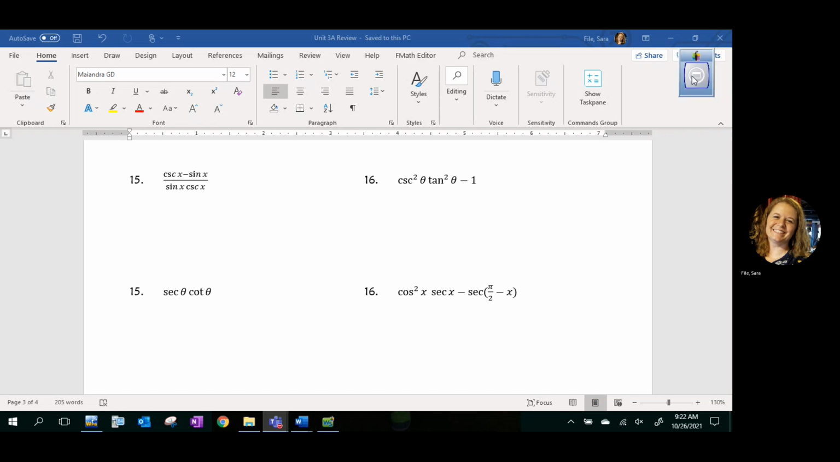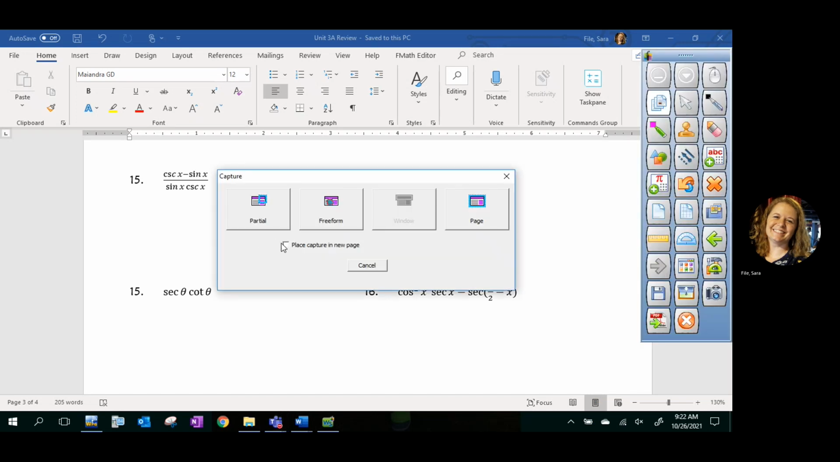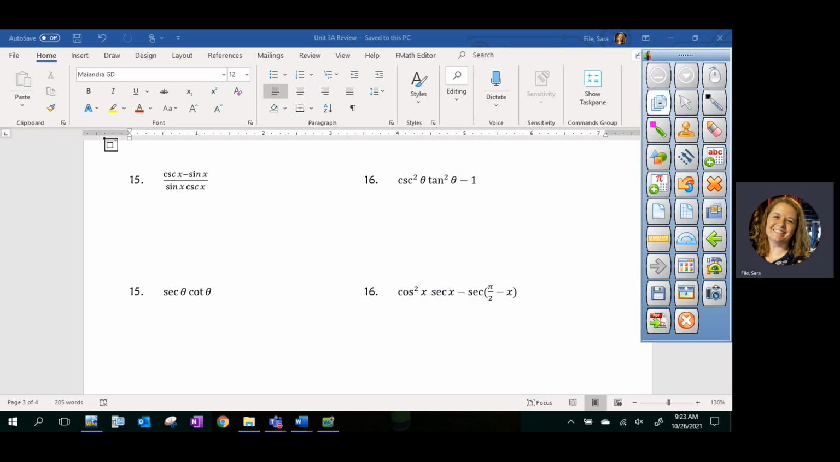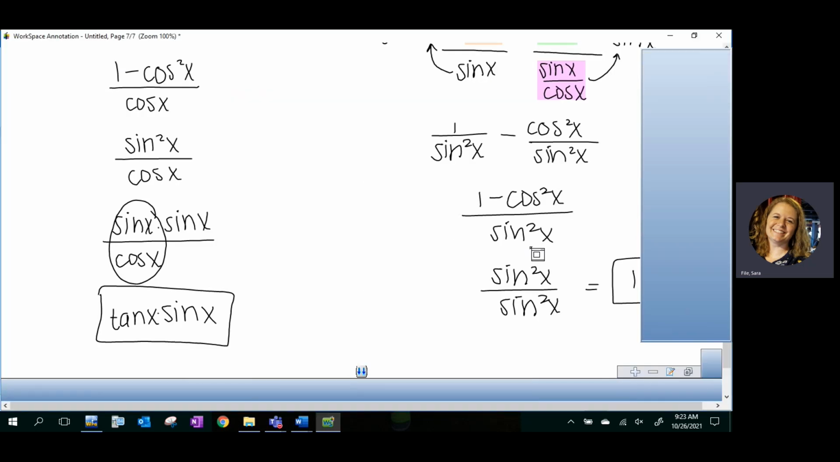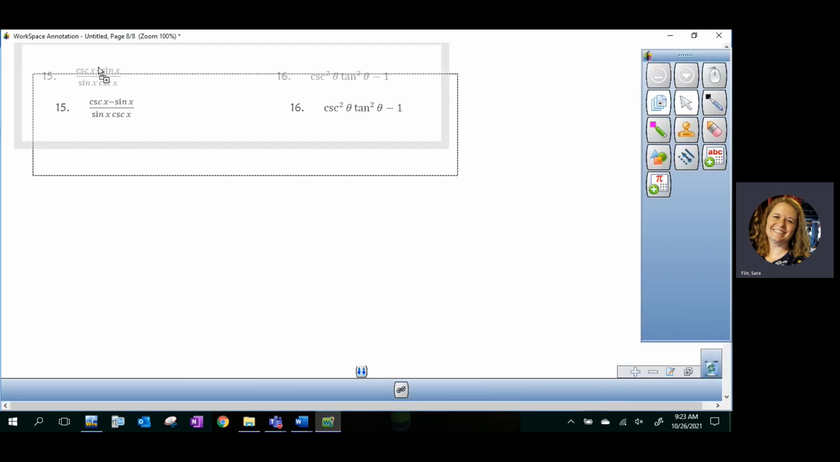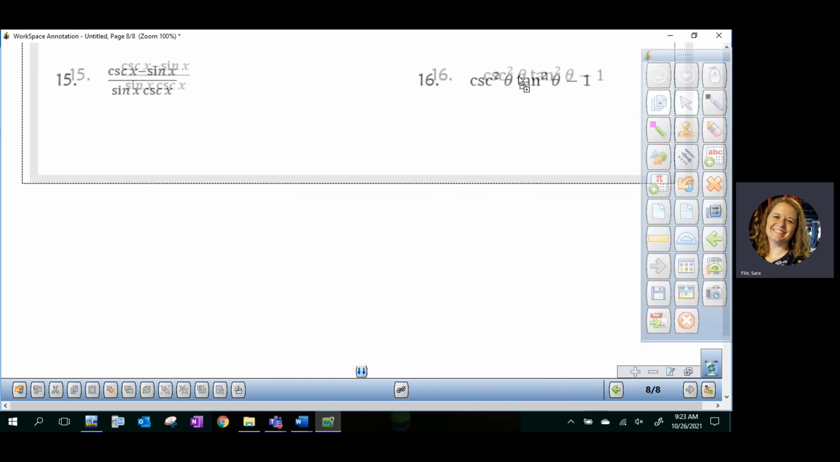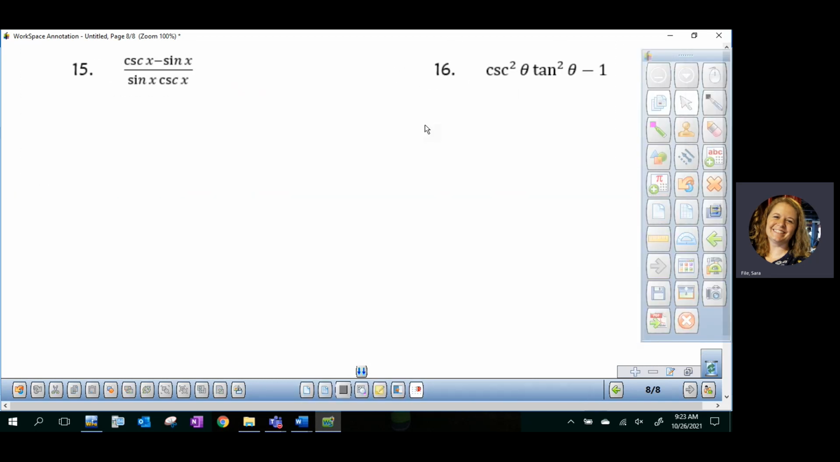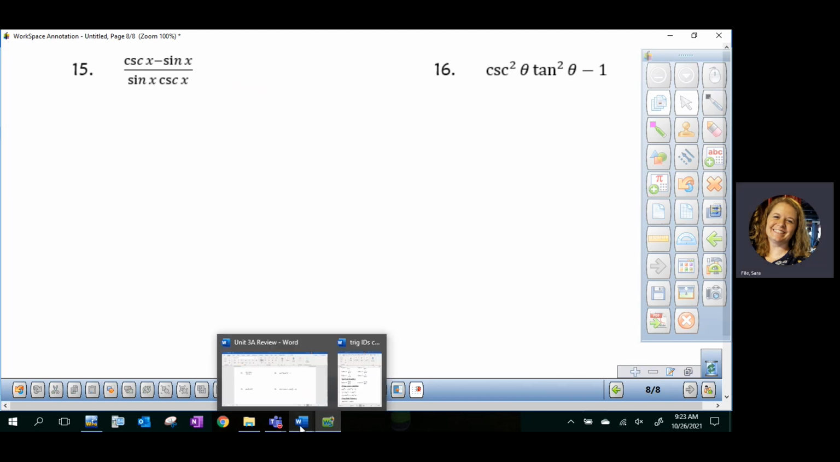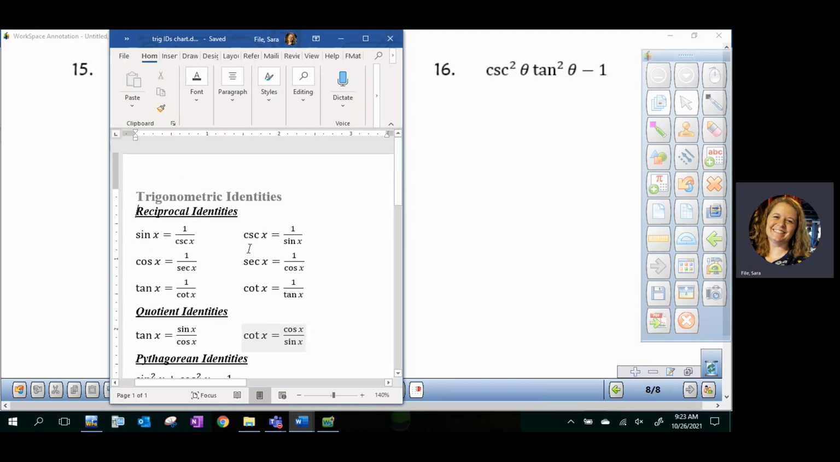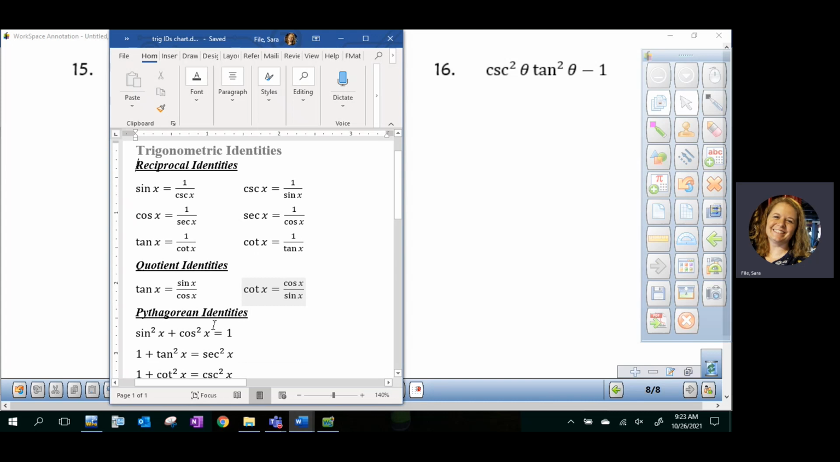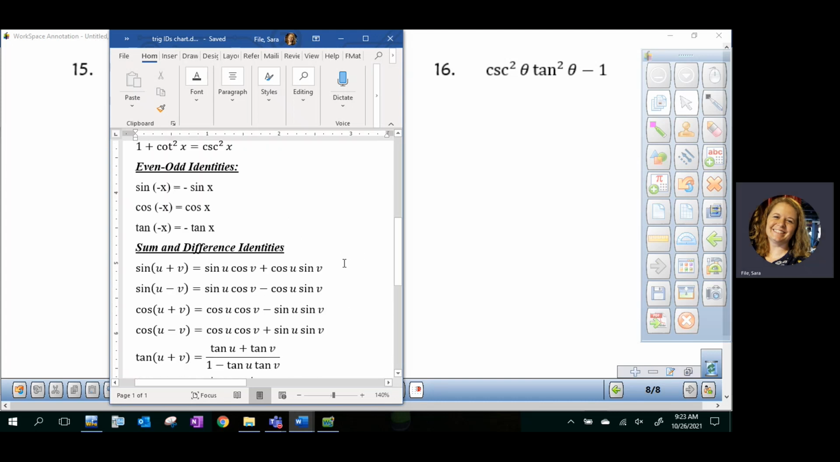Number 15. So this section that we're in is all just simplifying. They're asking us just to simplify the trig expressions, and you use trig identities and algebraic operations to do that. Remember, I'm going to give you a formula chart that has all of your identities listed. You don't have to have all of these memorized.